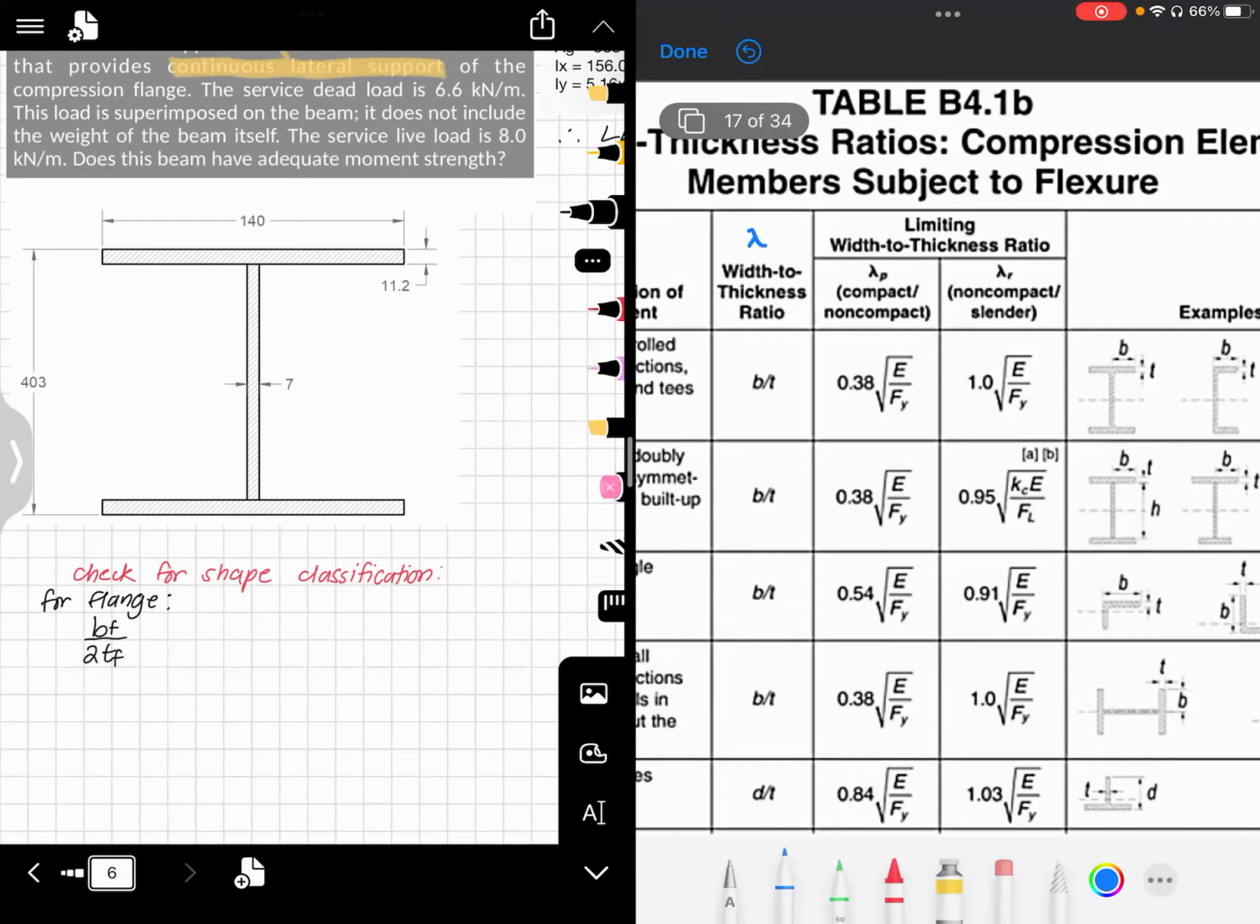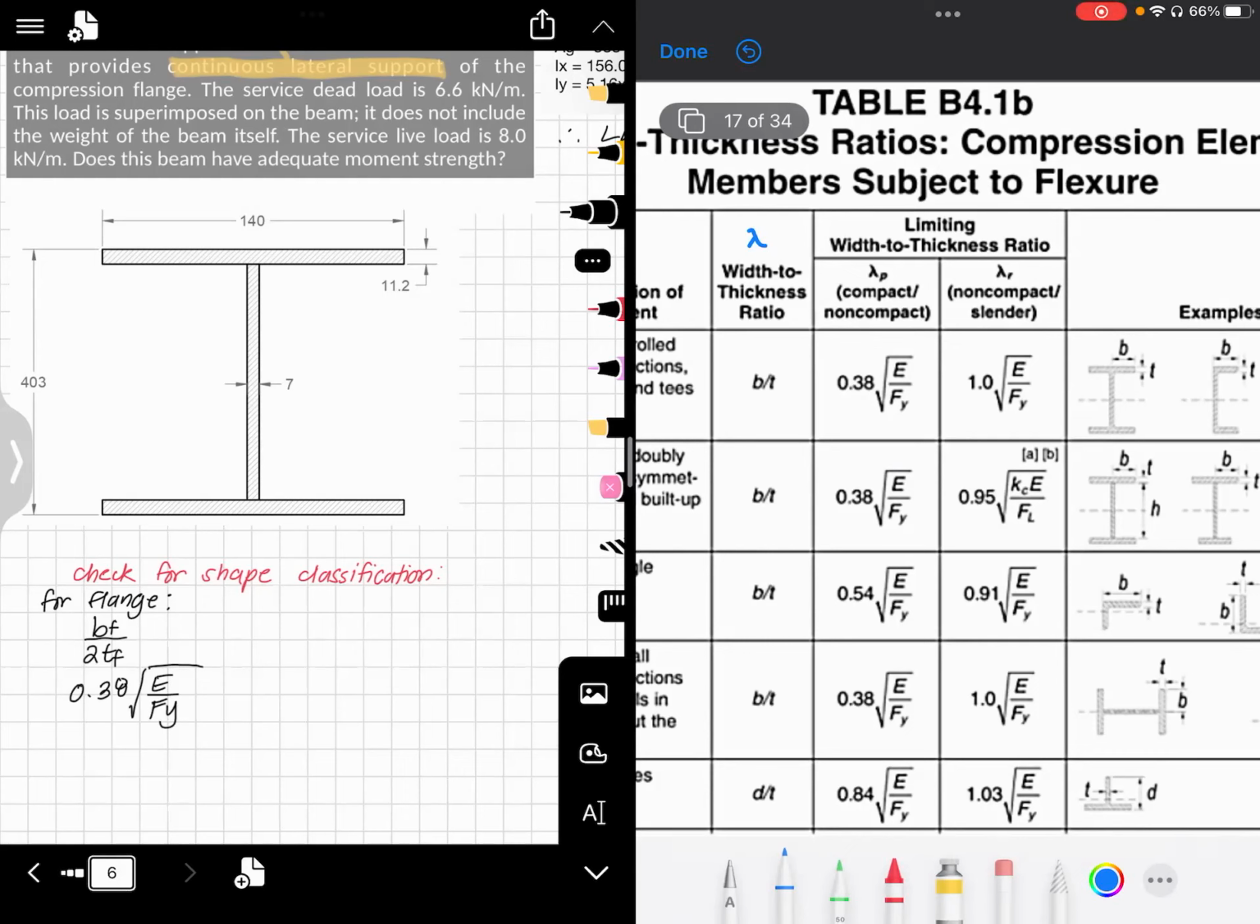So, yung BF over 2TF, let's check. So, isulat ko muna yung equation. Now, to check kung compact siya or hindi, we will copy the equation. 0.38 square root of E over Fy. So, yun yung pang-check natin.